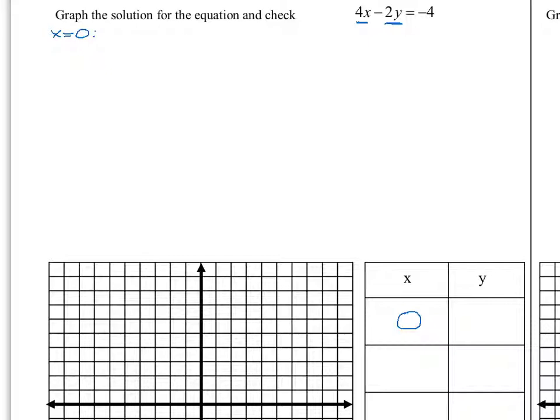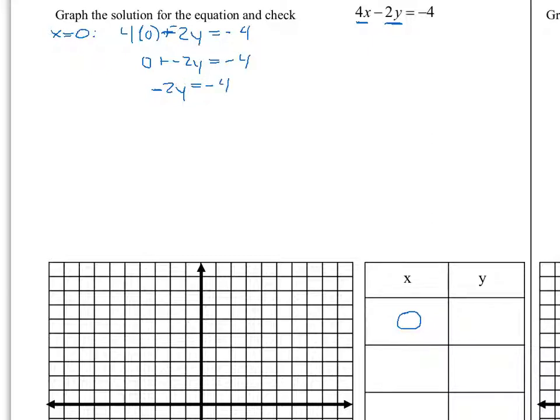Because here when I plug in 0, I get 4 times 0 minus 2y is equal to negative 4. First thing I'm going to do is this leave change switch so I don't get confused. And then I can do 0 times 4. 0 times 4 is 0, so this gives me 0 plus negative 2y is equal to negative 4. Well, I can add 0 plus negative 2y. 0 plus negative 2y is negative 2y. That's the additive identity property.